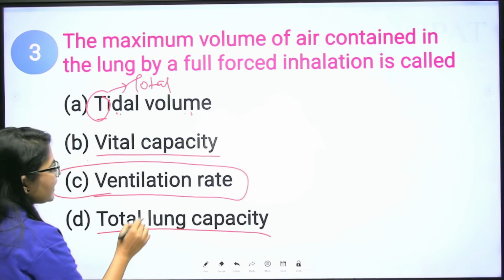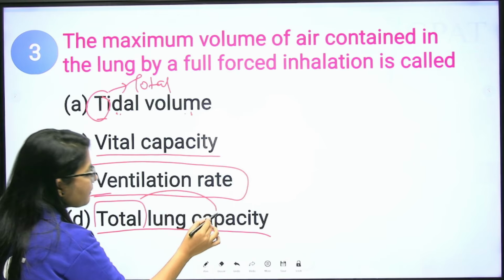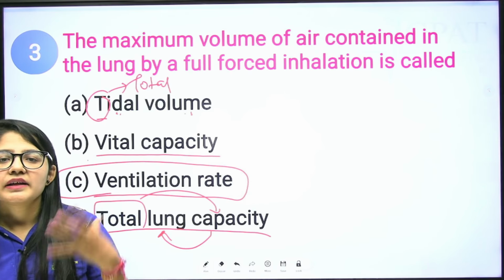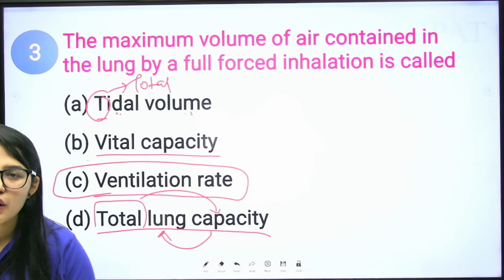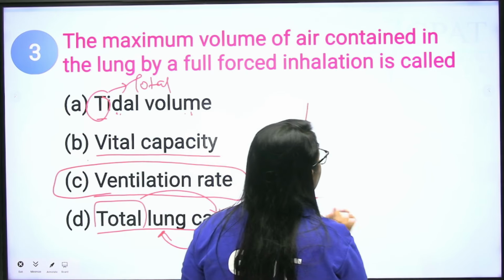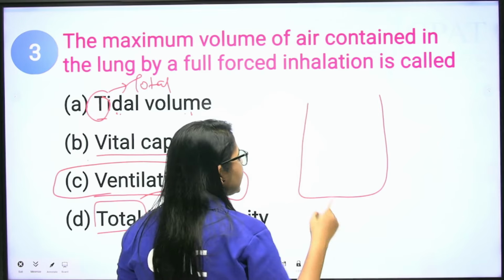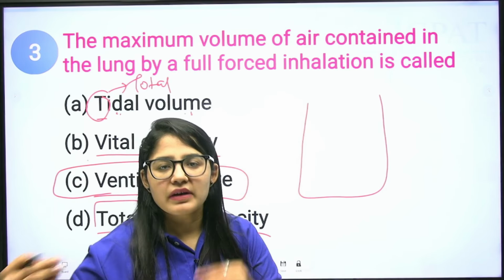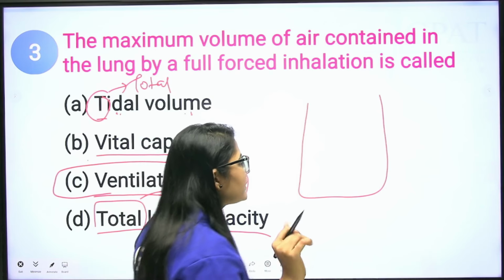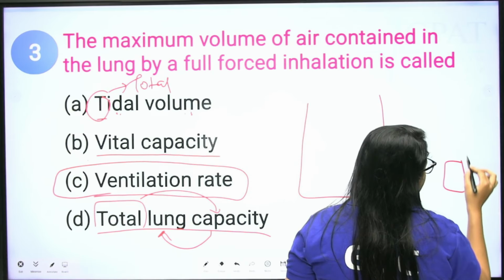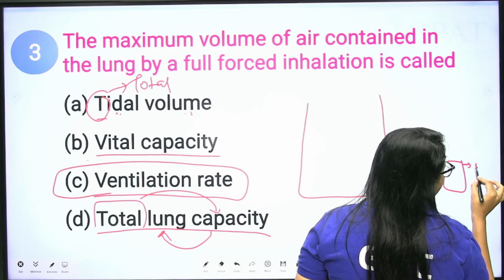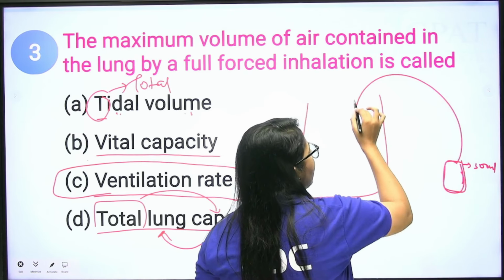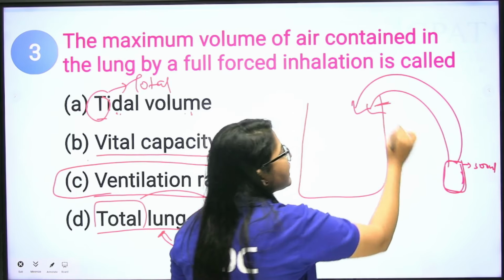Total lung capacity: the name says it, the total capacity of the lungs. So how will you identify the capacity of a lung or a particular container? For example, if you have a beaker and you don't know whether this beaker contains 500 ml, 1 liter, or 1.5 liters, what will we do? You will take a measuring flask, and if the measuring flask has the level of 500 ml, you will start filling 500 ml every time until this beaker is filled.